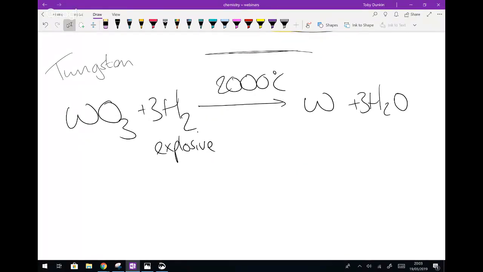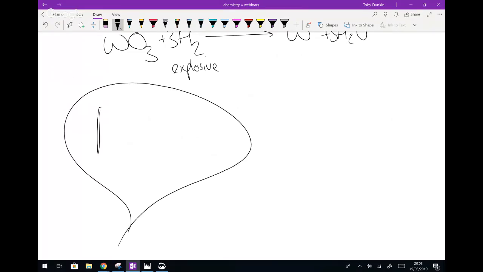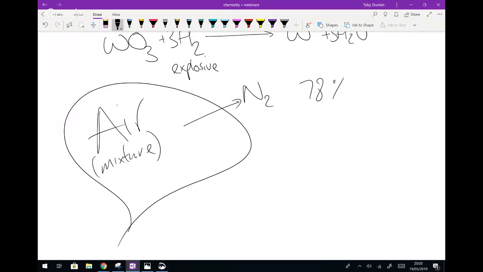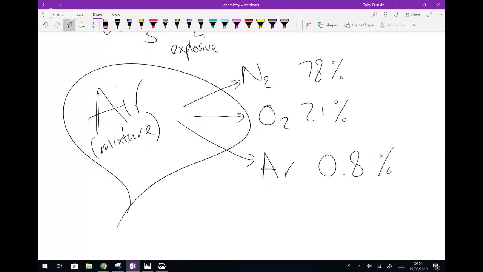Why argon and not another noble gas? Johan, great question. The air you're breathing. Let's fill a balloon with air. Air is a mixture of nitrogen, 78%, oxygen, 21%, argon, 0.8%. It's the most abundant noble gas we have, Johan. There's more argon than anything else.